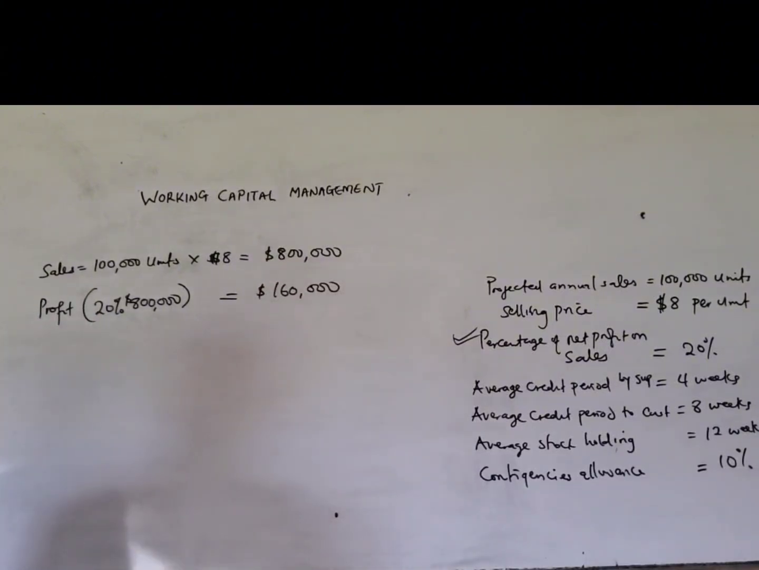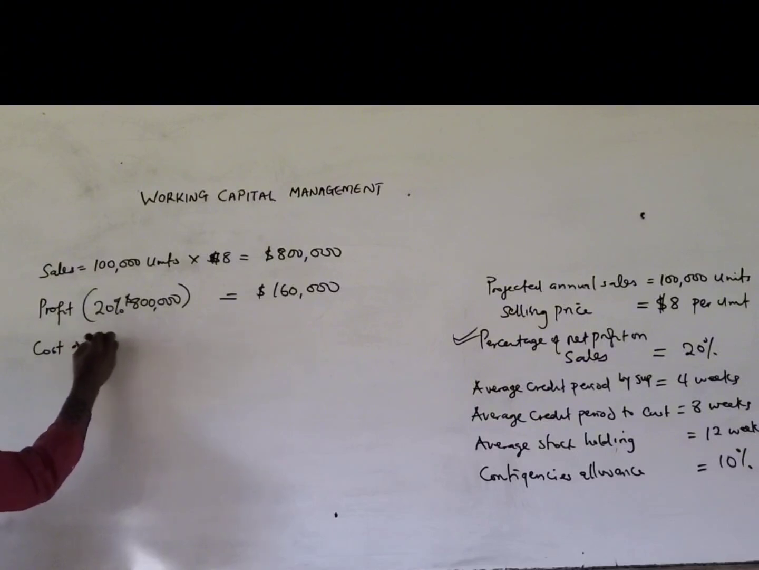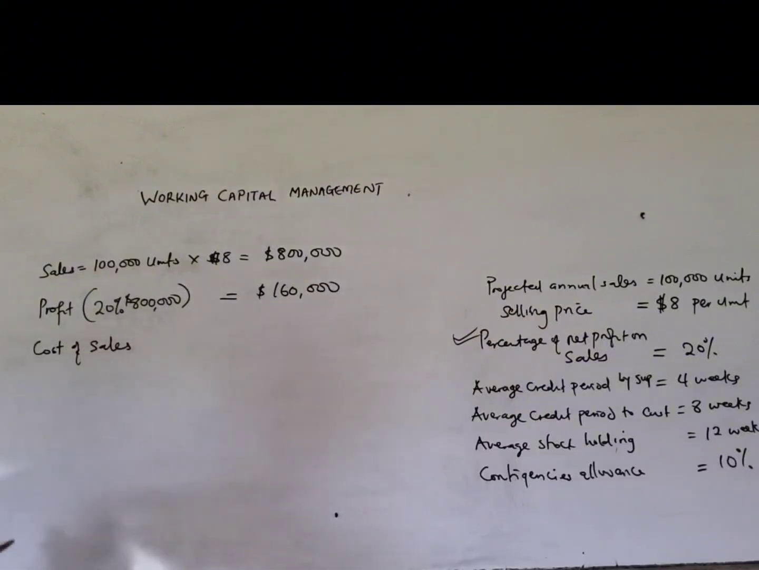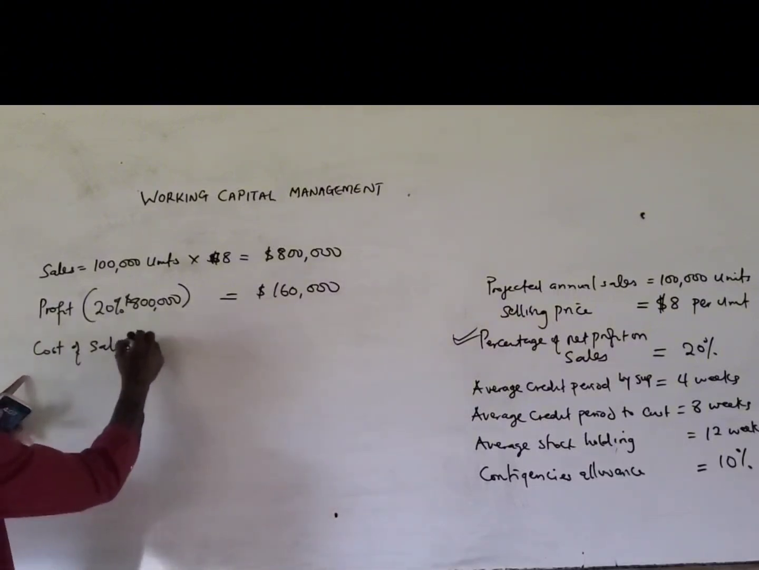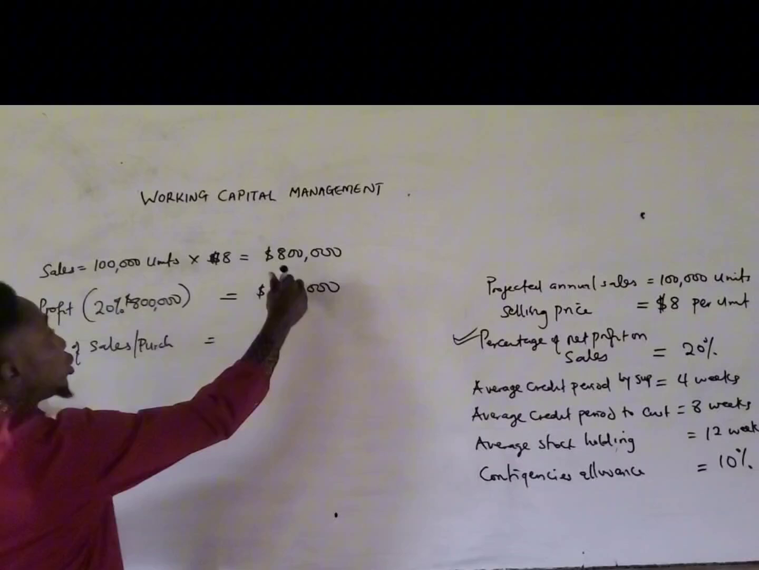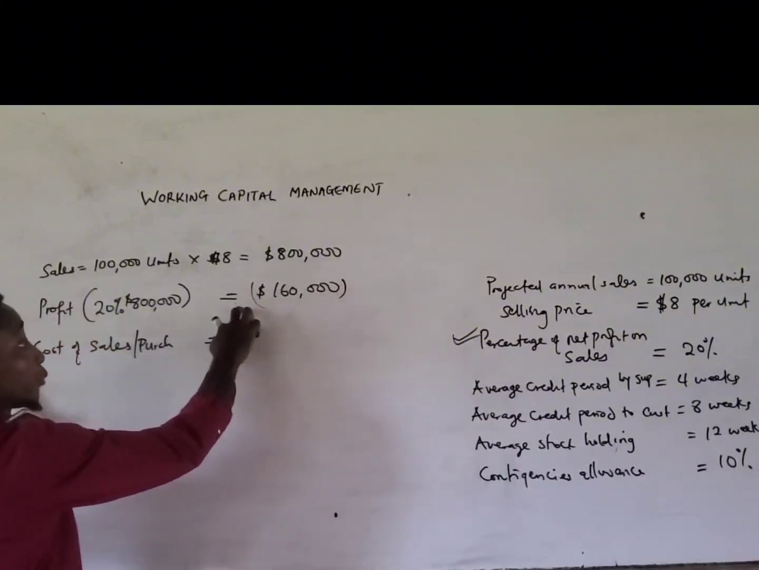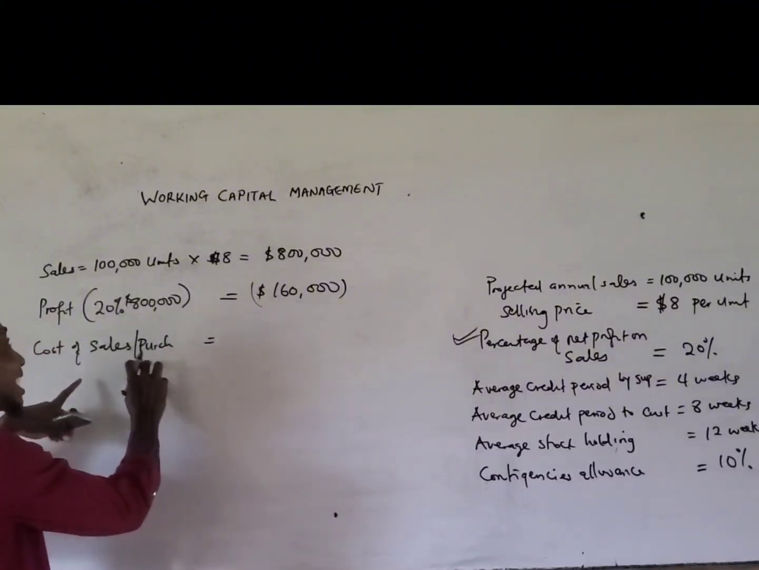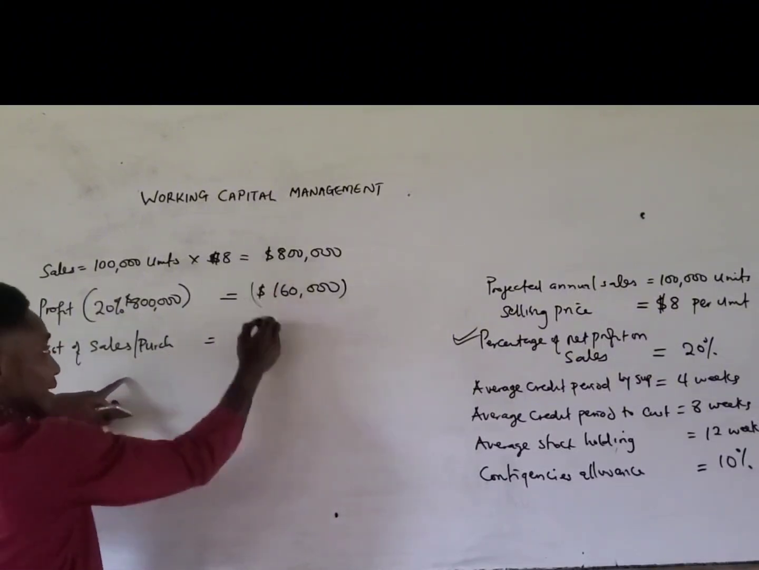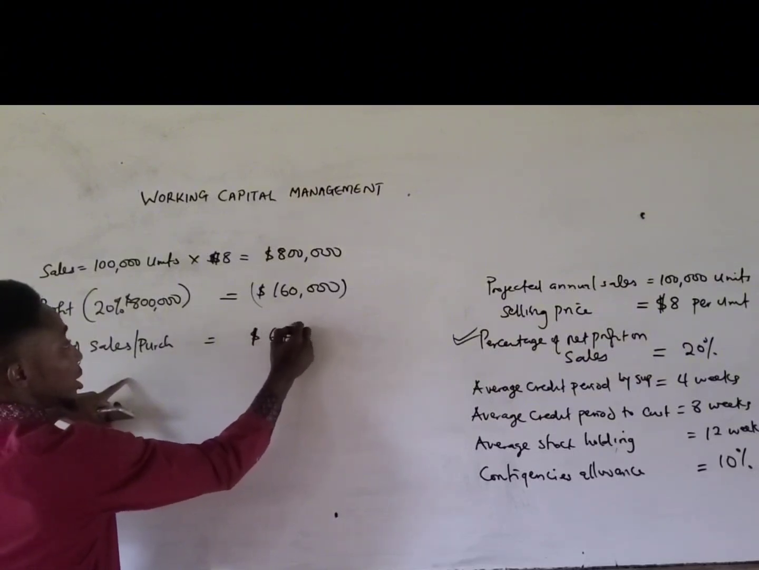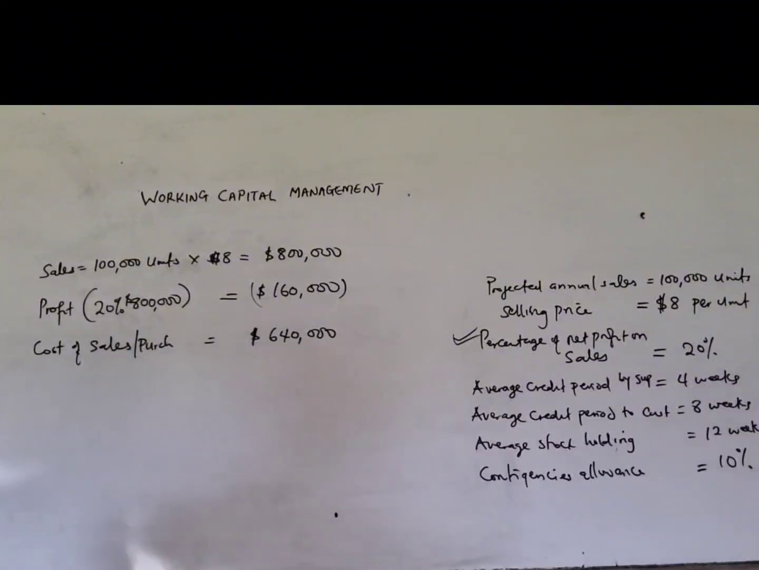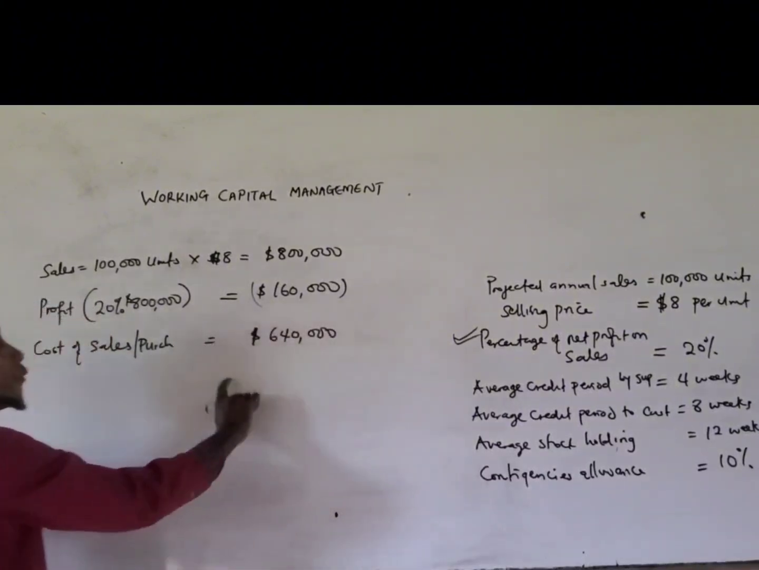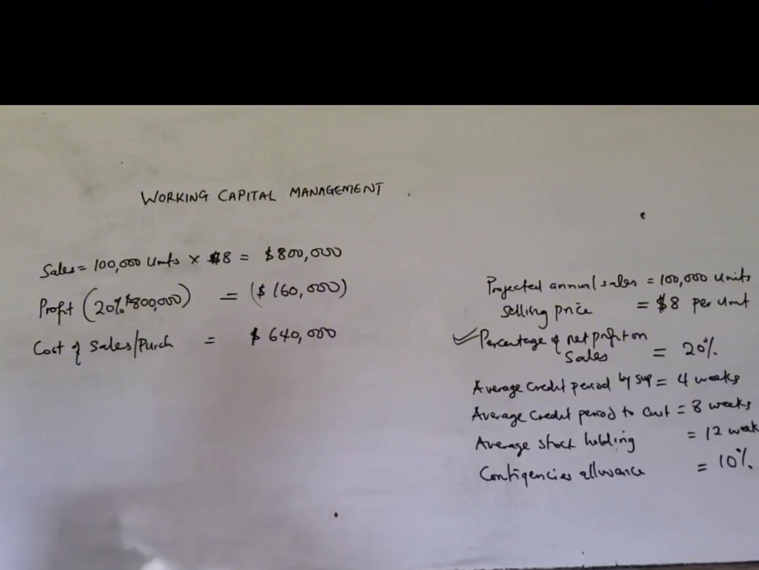$160,000. So therefore, the cost of sales, or what we can regard, since it's a trading concern, as the cost of sales or purchases will be what? When you deduct this profit from the sales, it means their purchases or cost of sales is $640,000. So with this, we can use this figure to solve for the debtors, the stock, and also the creditor.